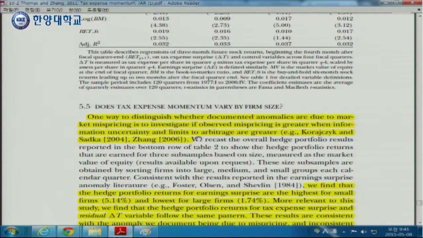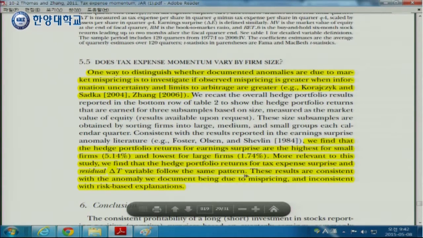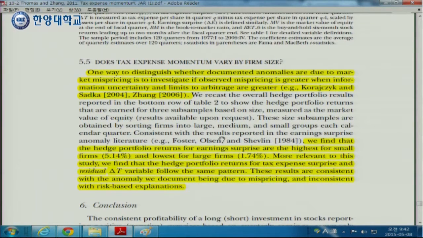So anyway, it is the story, and they are checking that possibility, and they find that hedge portfolio returns for earnings surprise are highest for small firms and lowest for large firms. More relevant to this study, we find that hedge portfolio returns for tax expense surprise and residual tax follow the same pattern. This is consistent with the anomaly being due to mispricing and inconsistent with a risk-based explanation. So they did not document the result in detail, but they find that in small firms, their finding is actually stronger.